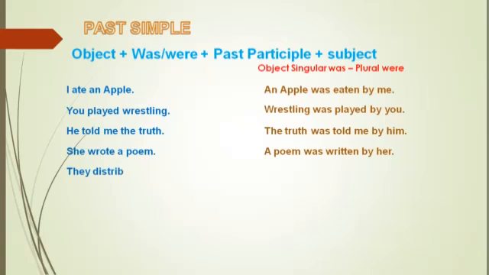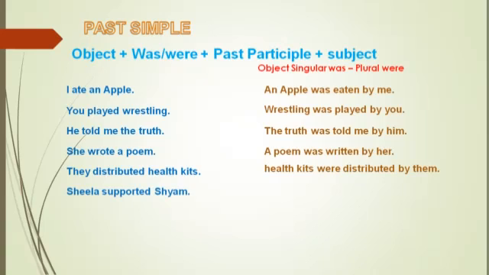Then the next sentence: they distributed health kits. Health kits becomes the object. It is plural, so we have to use were in place of was. For plural we have to use were in the simple past, in all past sentences. Health kits were distributed by them. The they in the subject, to change to object, we have to use them. Sheila supported Sham. Here it is also past tense. Now we have to use: Sham was supported by Sheila.